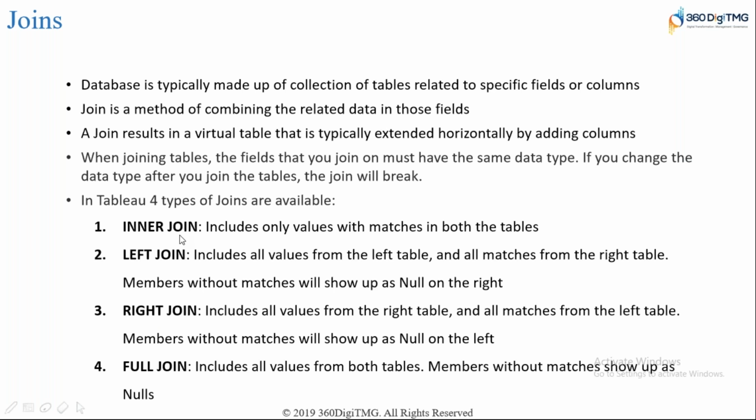Are you going for an inner join, which includes only values with matches in both the tables, like intersection? Are you going for a left join where you get everything from the left side table and matching data from the right side table? Are you going for a right join which will give you all the data from the right hand side table, matching records from the left hand side table? Are you going for a full join where you will get everything from both the tables? Okay, so it's your choice.